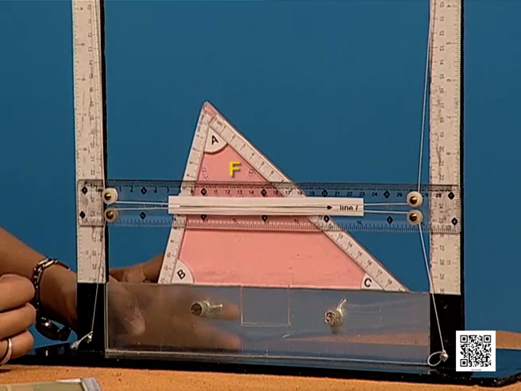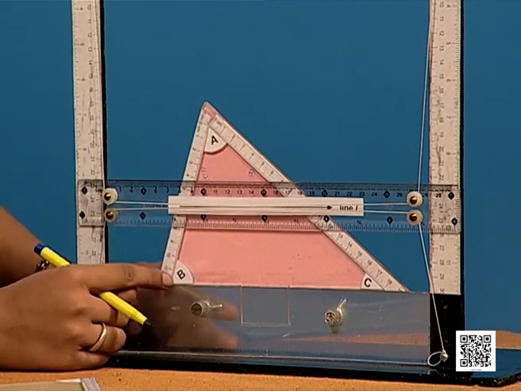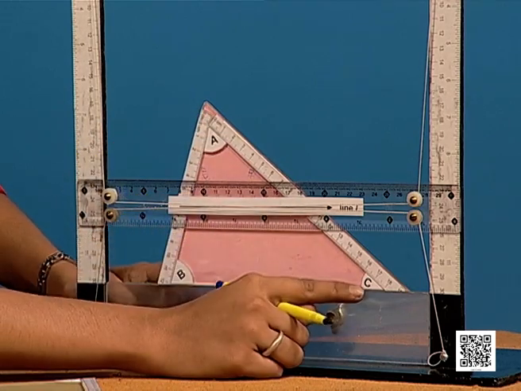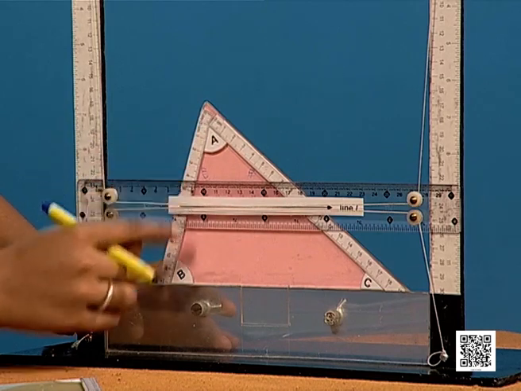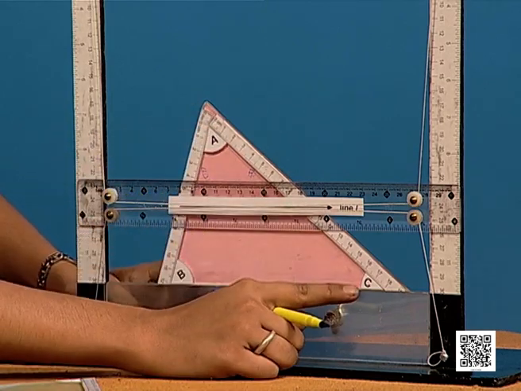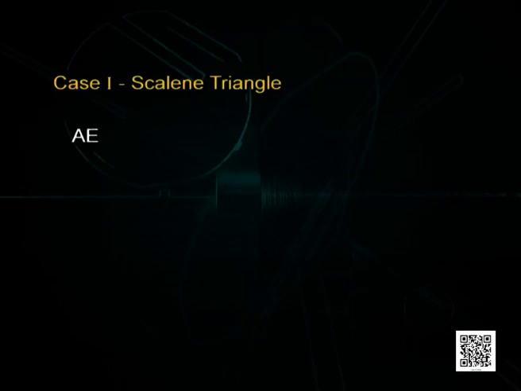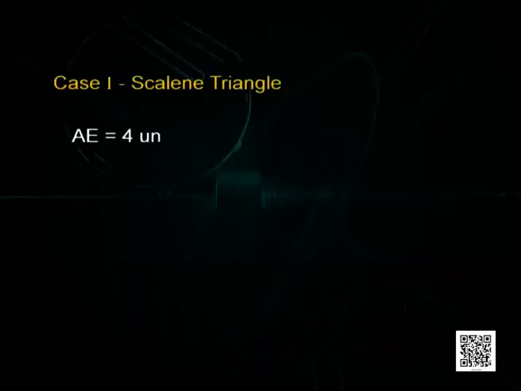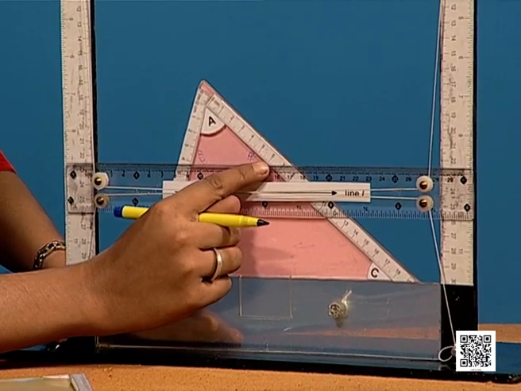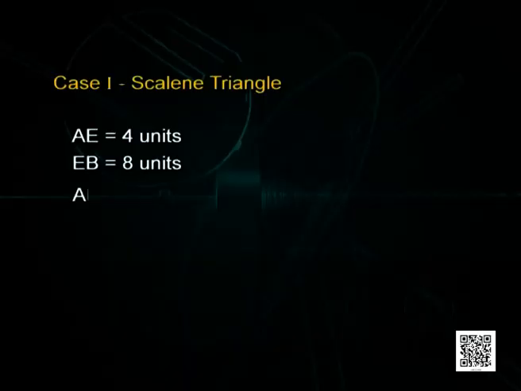Now we have to see whether AE by EB and AF by FC are the same or not. On measuring AE, EB, AF and FC, we can see that AE is 4 units. EB is 8 units. Similarly, on measuring AF, it comes out to be 6 units. And FC is 12 units.